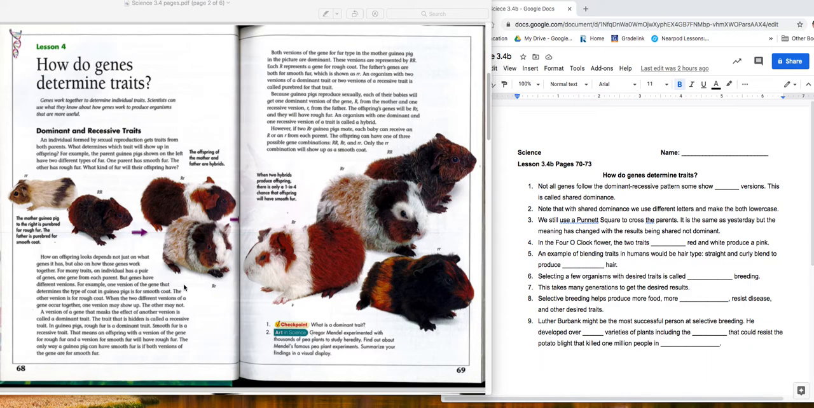Purebred, both the letters are the same, either 2 capitals or 2 lowercase. And then hybrid means one of each. I have a capital letter and I have a lowercase letter. The capital letter will show up. When we cross those things, we're making 4 predictions of what's going to come out with it.